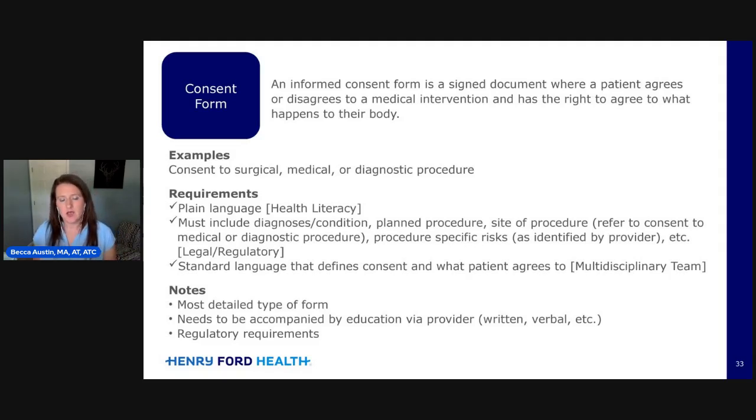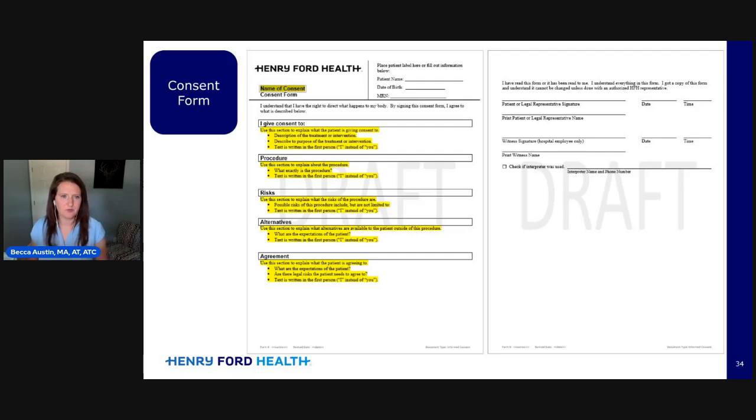It does need to be accompanied, again, very, very general, by education, so that the patient is not just getting a form, they are getting a fully informed process. So they're getting the education, the opportunity to ask questions, etc. And again, this one has the most regulatory requirements and has one of the higher risk tolerances from a legal perspective, which is why it does need to be so overly detailed.